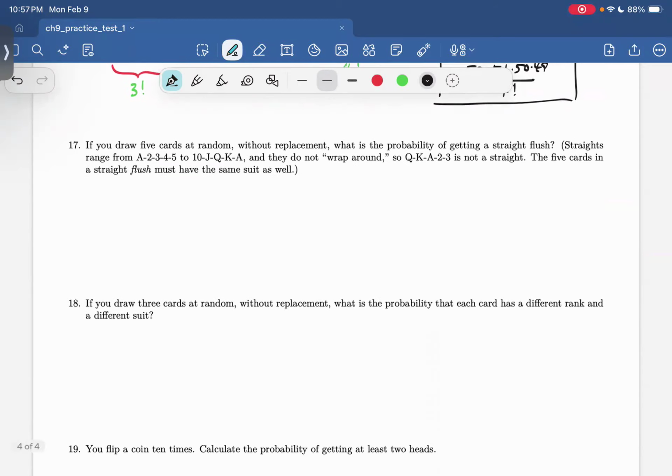If I draw 5 cards at random without replacement, what is the probability of getting a straight flush? I think I might have talked about this in class. There are 10 total straights because they go from ace to 10. And then for each straight, there are 4 straight flushes. We could choose between any suit: clubs, diamonds, hearts, spades. So there are 40 total straight flushes, and that's out of how many possible hands? 52, 51, 50, 49, 48 over 5 factorial. So that is a very slim probability.